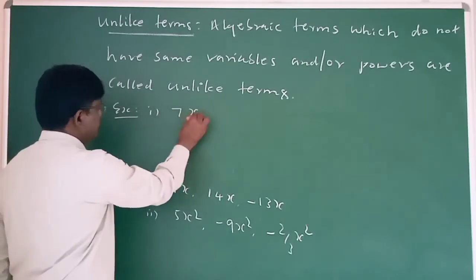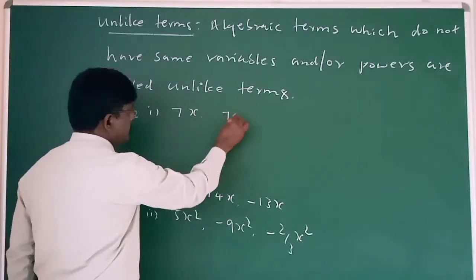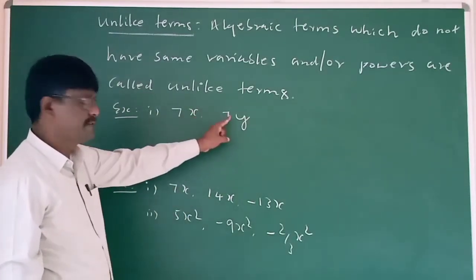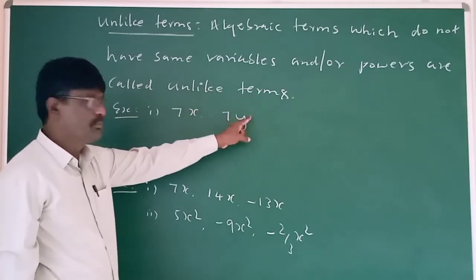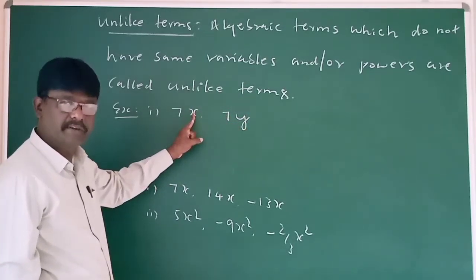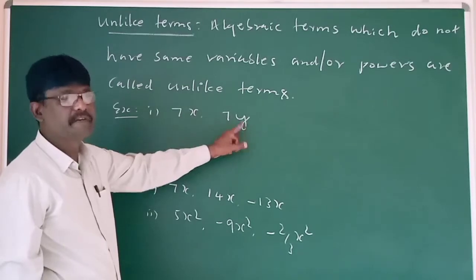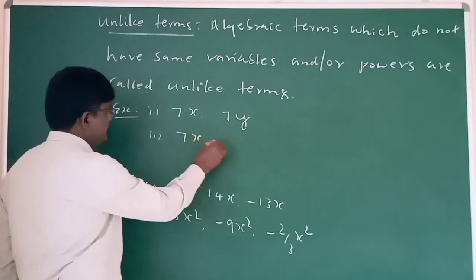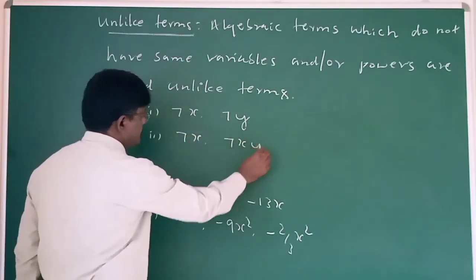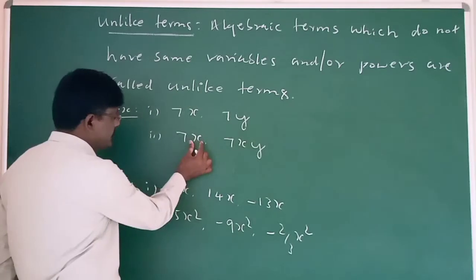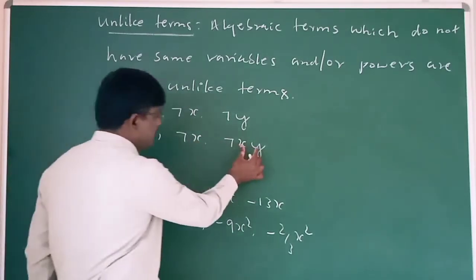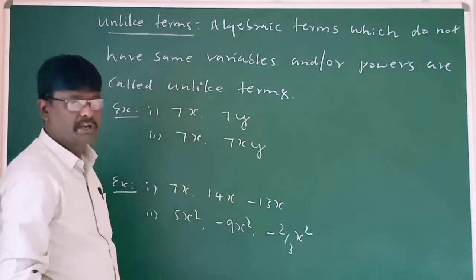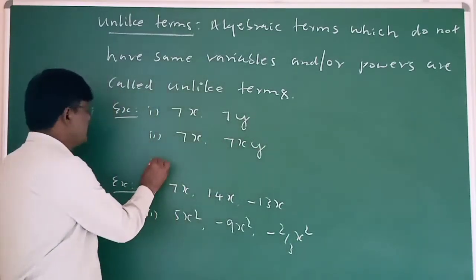If you take 7x, 7y, see here, coefficients we have 7, power we have 1. But what about the variable? Here the variable is x, here the variable is y. Such terms we say what? Unlike terms. Let us take one more: 7x, 7xy. Here the variable is only x, whereas here it is the product of x and y. Therefore, even these are not like terms.